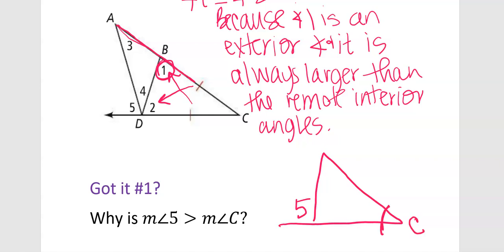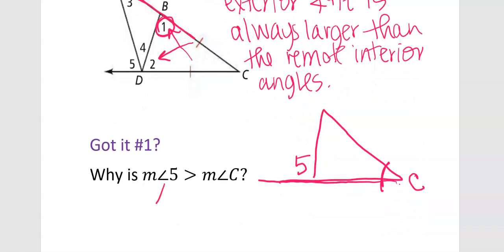So here's C. Is 5 an exterior angle, first of all? Yes. And it's straight out, right? So when I follow this side straight out from here, it does go straight out. It's not like ending at an angle. So 5 is an exterior angle. C is an interior angle. And it is a remote one.